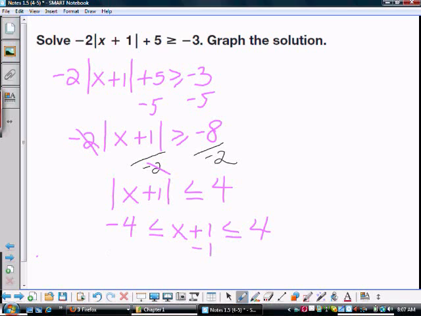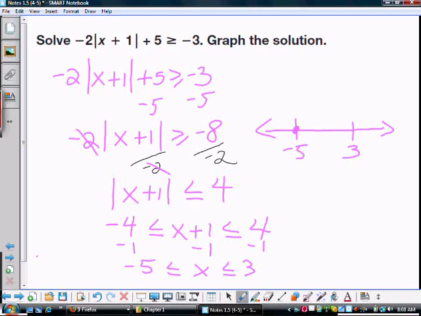Okay, subtract 1 from all sides and get negative 5 less than or equal to x less than or equal to 3. Done with the algebra. This one was pretty simple on the algebra. And now when I go to do my graph, I'll put that over here. I got to put my negative 5 on the graph, my positive 3. I need a closed circle for both. And these are x's between negative 5 and positive 3, so I will shade in between.